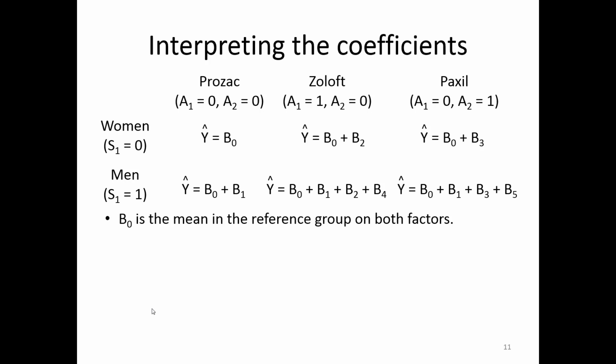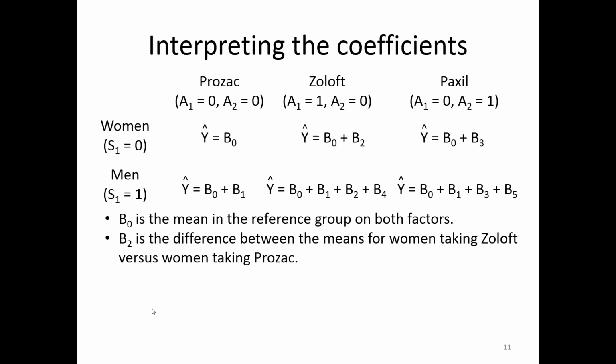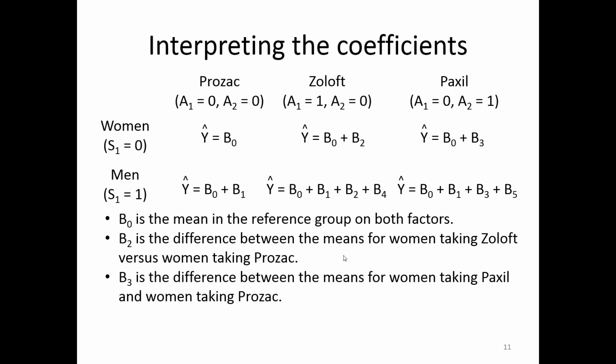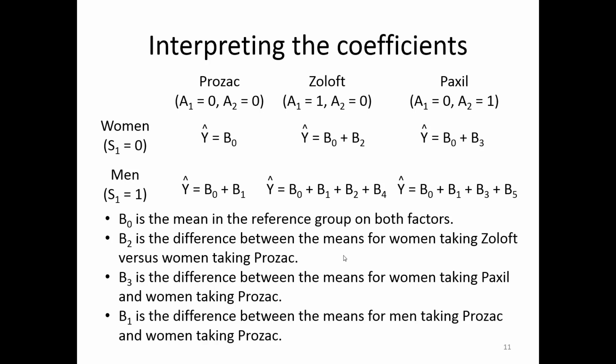Okay, so B naught is the mean in the reference group on both factors. B2, so we have that right here, is the difference between the means for women taking Zoloft versus women taking Prozac. B3 is the difference between the means for women taking Paxil and women taking Prozac. And then B1 is the difference between the means for men taking Prozac and women taking Prozac.